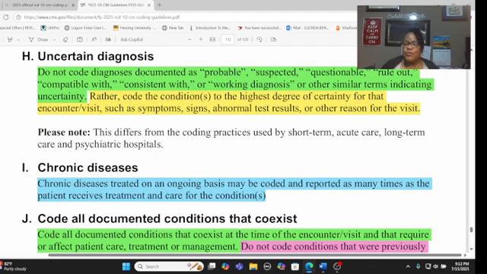So again, even the guidelines say at I, chronic diseases treated on an ongoing basis may be coded and reported as many times as the patient receives treatment and care for the condition, as long as they're receiving treatment or care for these chronic diseases during a visit for something else. If they're receiving treatment, code those chronic conditions as well.